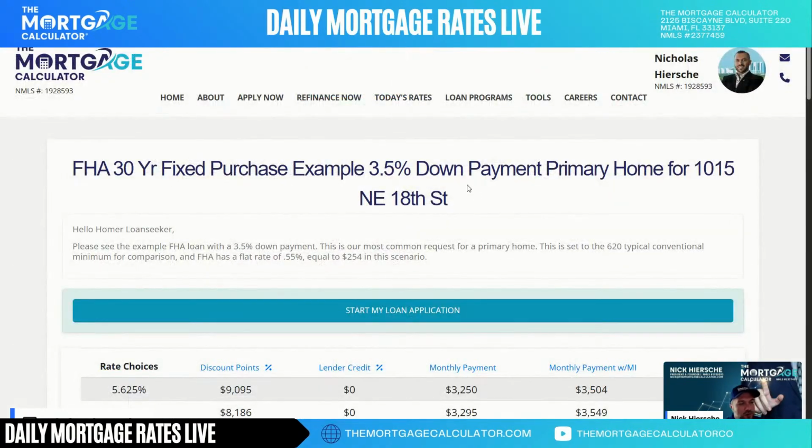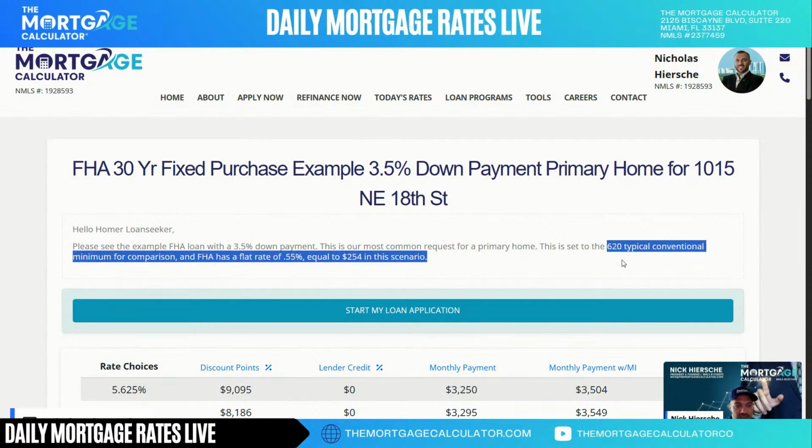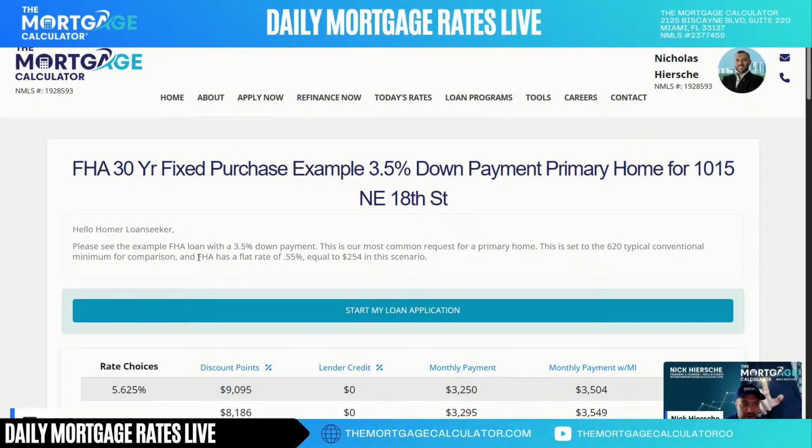With FHA, our borrowers will typically want to put the 3.5% minimum down payment. And this is that exact home we just looked at. You can see in the notes, I put this is our most common request. We set it to a 620 FICO credit score so that we can compare to conventional, which typically has a minimum of 620 FICO. We're typically going to see the biggest difference when we have a lower score and we're comparing FHA versus conventional. Since FHA has a standard set rate of 0.55% for the MI, it's going to equal only $254 per month in this scenario.